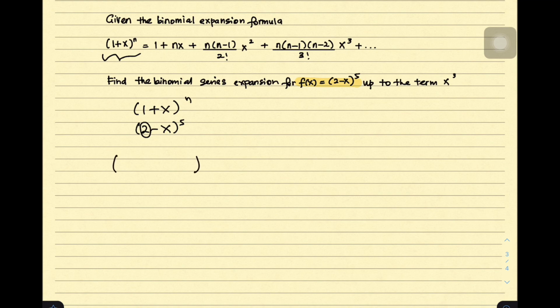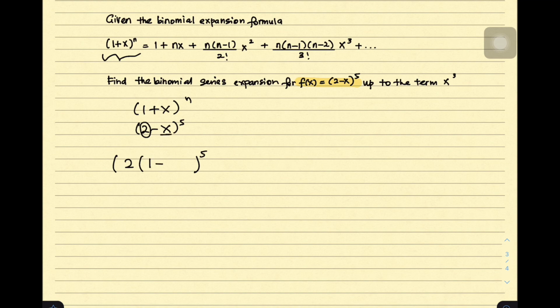So kita ada kuasa 5 kat luar ni. So kalau kita nak jadikan 2 ni sebagai 1, so kita faktorkan keluar 2. Okay, kita faktor keluar 2. So dalam kurungan kita cuma ada 1.